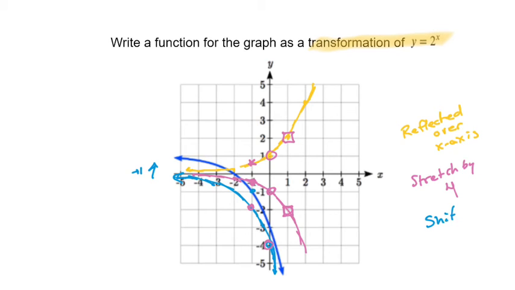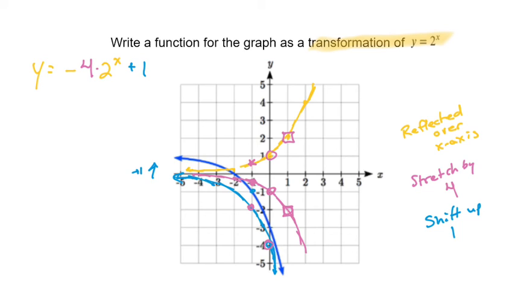Shift up 1. So what that means for me is that I'm going to take y equals 2 to the x, and I need to reflect it over the x-axis. So I'm going to multiply it by a negative. I need to stretch it by a factor of 4, so I need to multiply it by 4, and then it became a -4. And then I need to shift it up by 1 unit, so I need to add 1 at the end, right? Because that would shift it up. And this is one way I could see it.